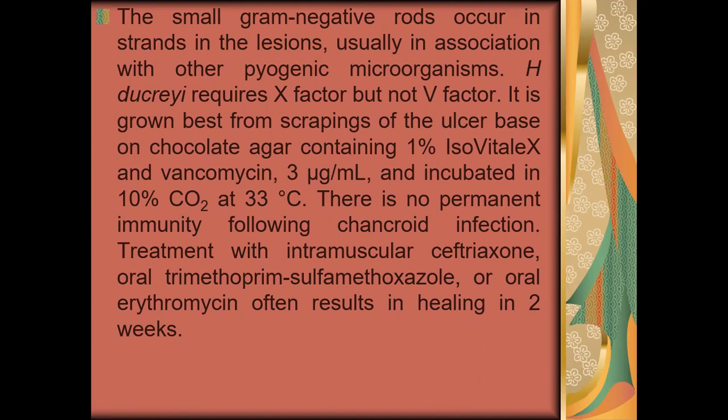There is no permanent immunity following chancroid infection. Treatment can be done by using intramuscular ceftriaxone, oral trimethoprim-sulfamethoxazole, or oral erythromycin, often resulting in healing in 2 weeks.